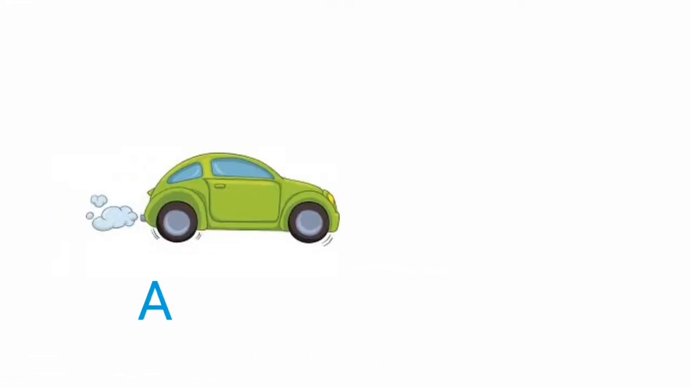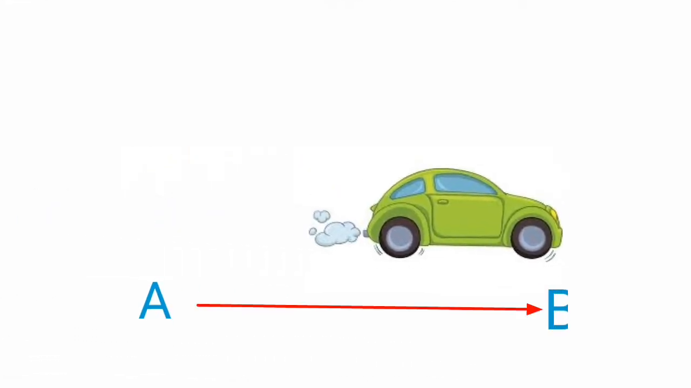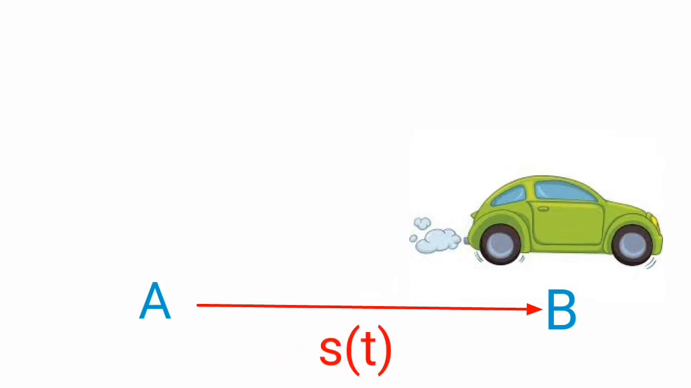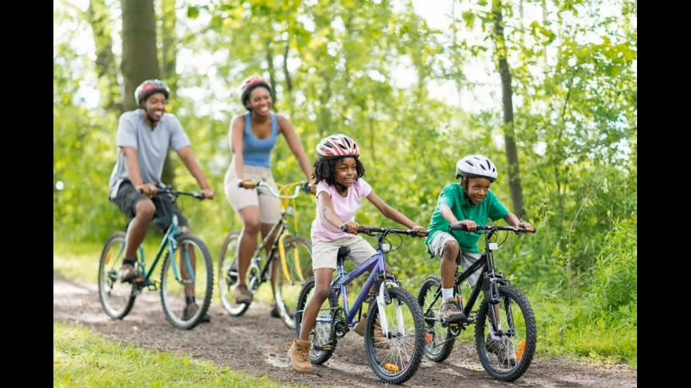See, a car is moving from position A to position B with respect to time, and it is moving along a straight line path. We can say this is a rectilinear motion. When a cycle is moving from position A to position B with respect to time, in a straight line path, we can say this is a rectilinear motion.